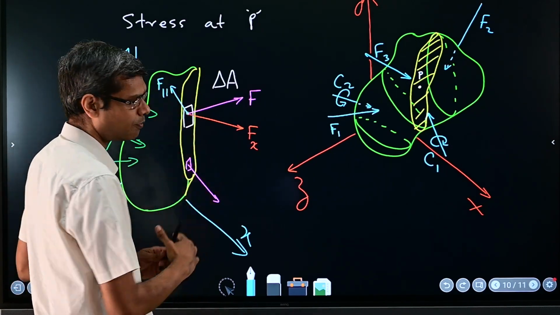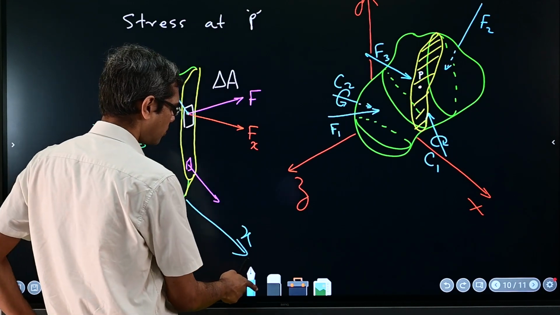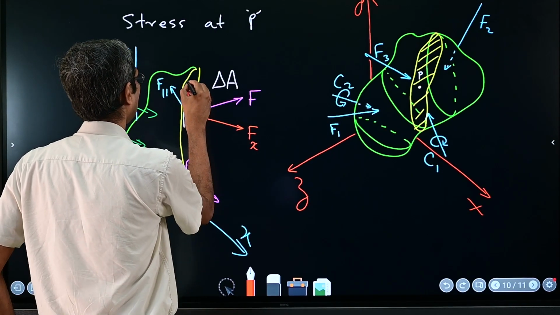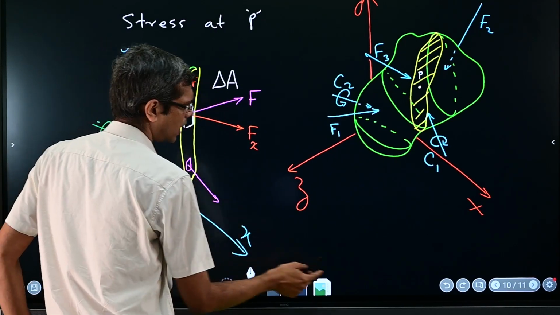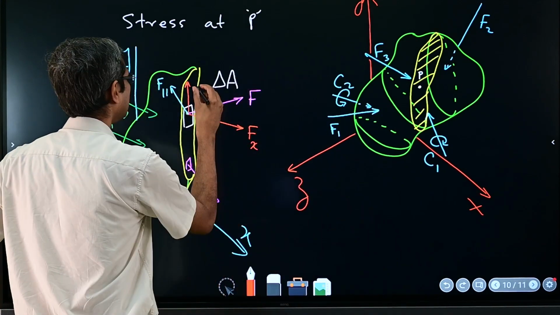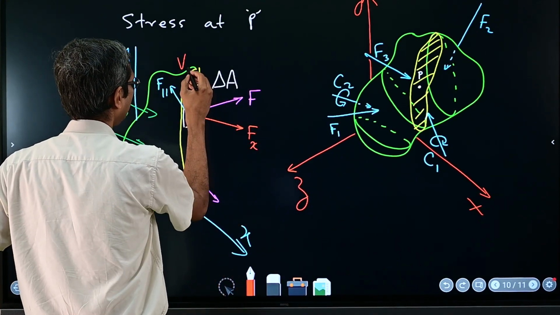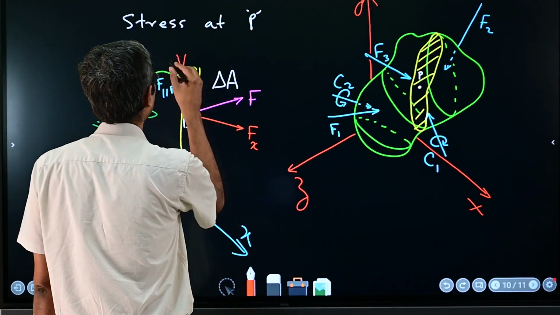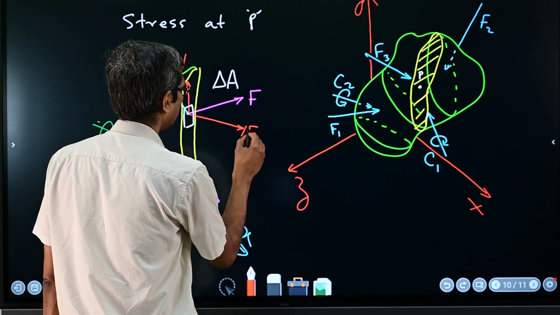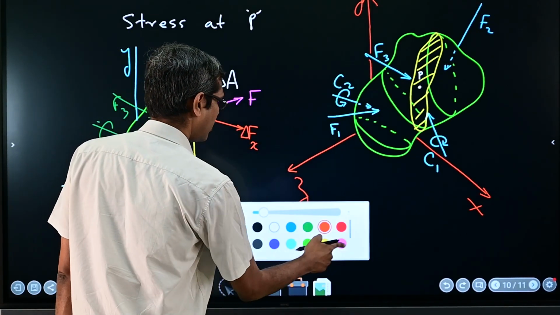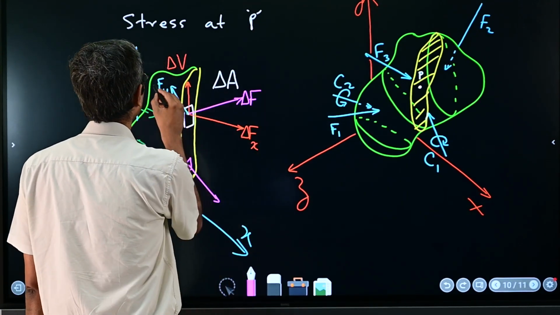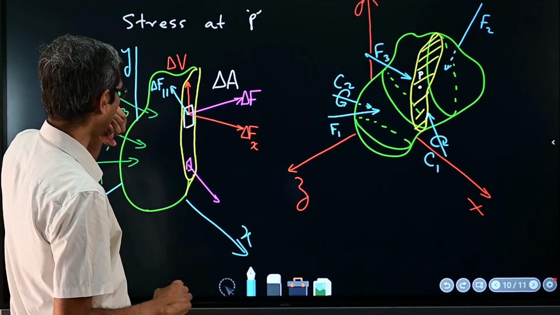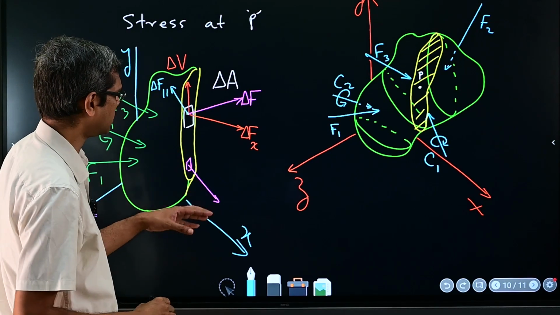Now this F parallel can be split into two components. So this is F, or I'll write V, that's the general practice. So this one is a V, and then all these forces are small, so why don't I write delta everywhere, okay. So this also is delta, this also is delta, and maybe this also is delta F only, okay. And then this also is delta, fine.